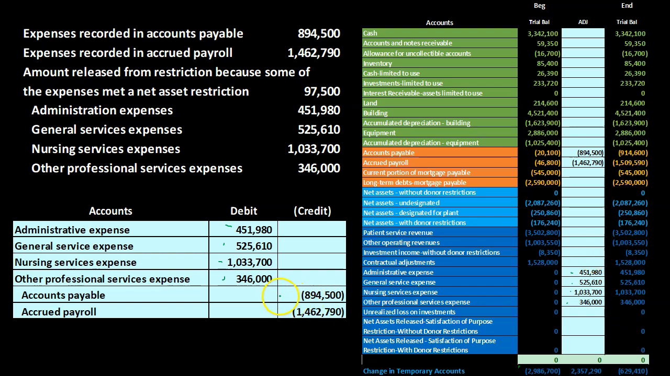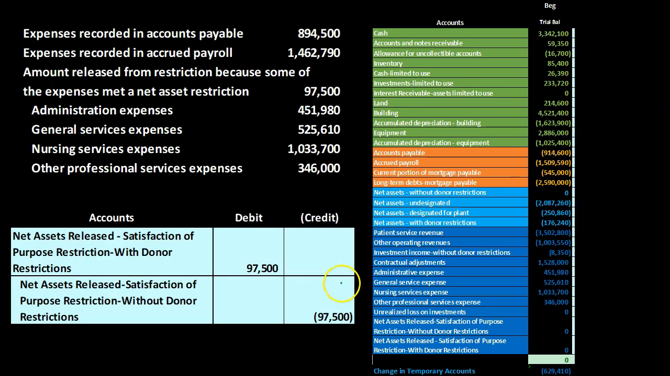And then the other side is the accounts payable and the accrued liabilities. Both of these are going to be liability accounts. They have a credit balance. We are doing the same thing to them, crediting them to make them go up in the credit direction.